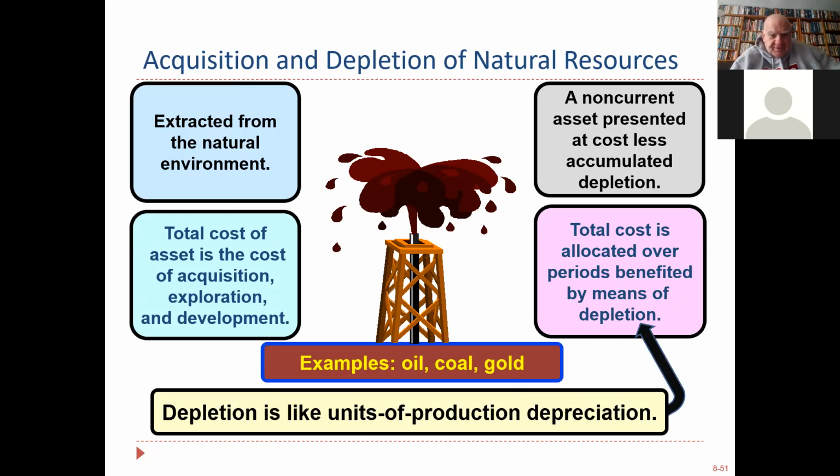The total cost is the acquisition, plus you're going to have a lot of engineering costs and things like that to develop this oil well. But once you've got the total cost, you're going to allocate by depletion. And you've already learned depletion about 20 minutes ago when you learned the units of production. Remember, we took the depreciable amount, 60,000, and we divided it by 100,000 miles. Here's the same thing, except you're going to be dividing by barrels of oil or ounces of gold or something like that.